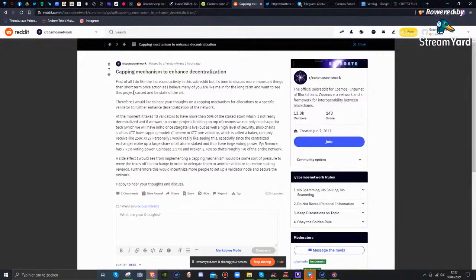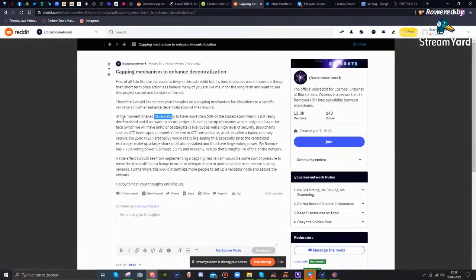I'm going to do a quick read here. First of all, I do like the increased activity in the subreddit. That's not important. Therefore, I would like to hear your thoughts on the capping. Well, it is important because there's activity in the community itself. But it takes 13 validators to have more than 50%, so it's not really decentralized. This is already a quite important point: Atom itself, being used to stake on the Cosmos network, isn't entirely decentralized. As mentioned before, there are 13 validators who have 50% of the governance token. That's an inherent problem, quite an unforgiving factor right there. Let's hope they can fix it, but at present, not all too good, especially since it has been edited 3 hours ago. Blockchains have capping models.